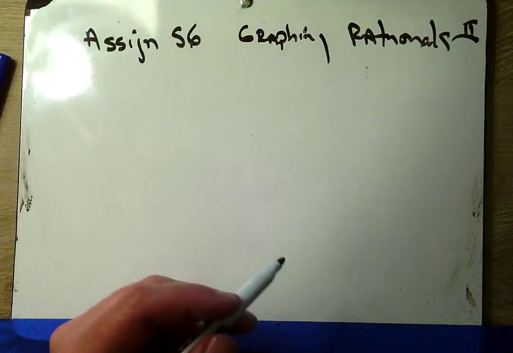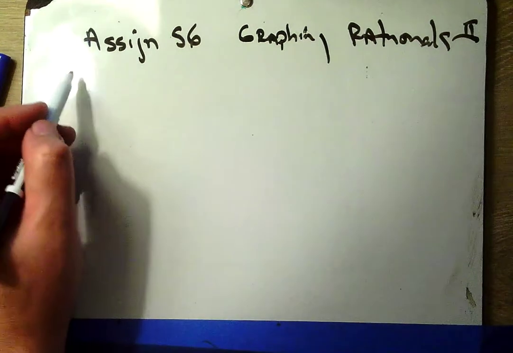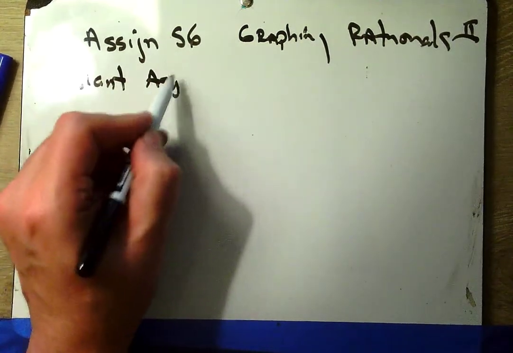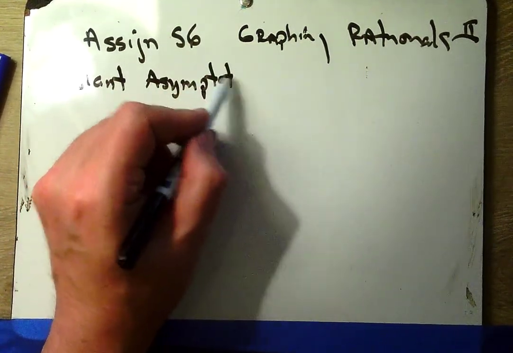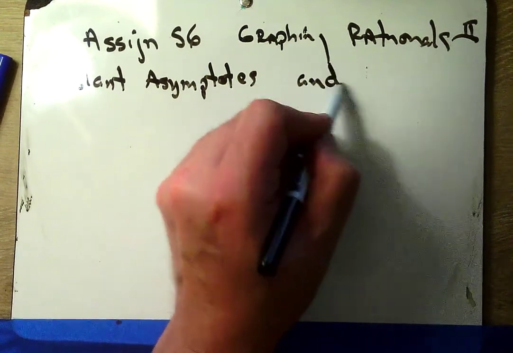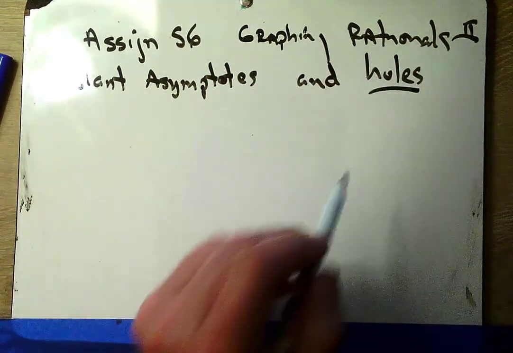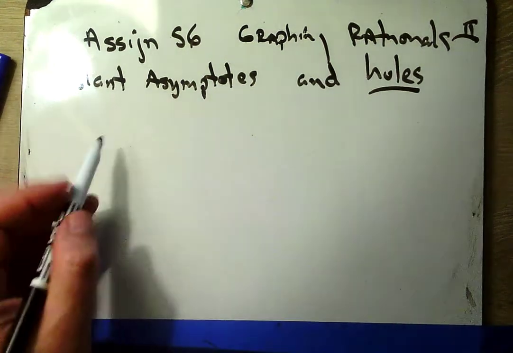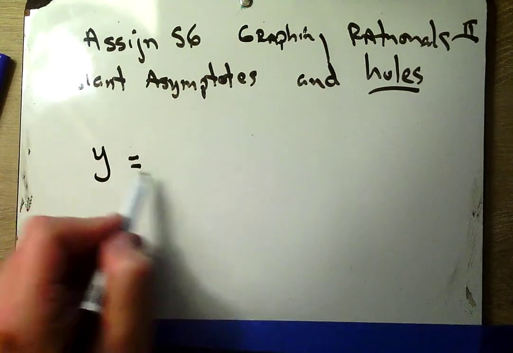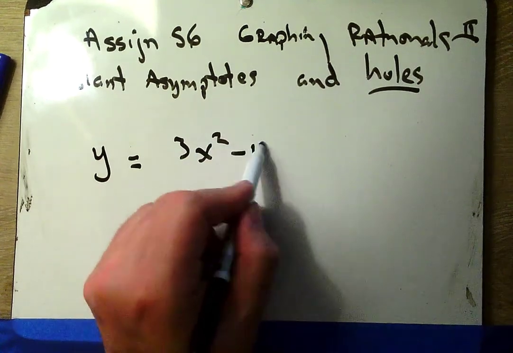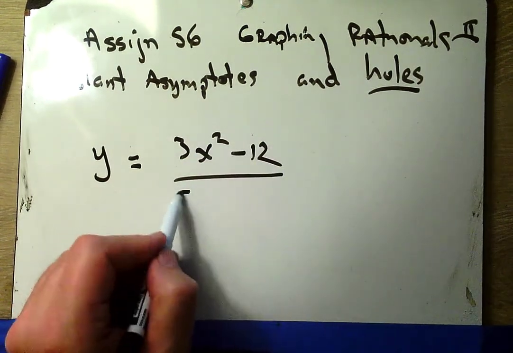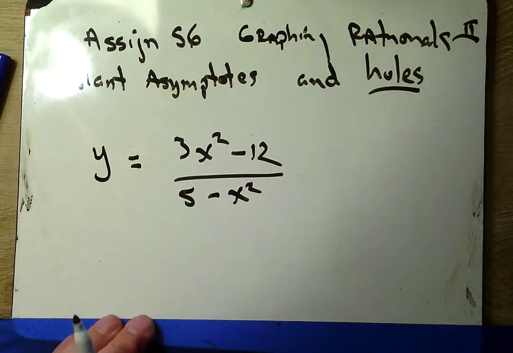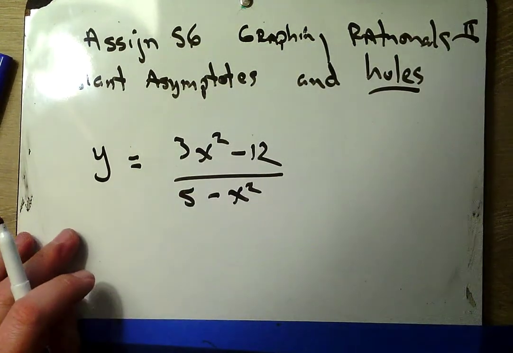In this unit, I want to talk about slant asymptotes and holes. That's right, our graphs can have holes in them. But before we do, just to warm you up, will you graph for me y equals 3x squared minus 12 over 5 minus x squared? Fabulous. Give it a go. Let's see what you remember from the last video.